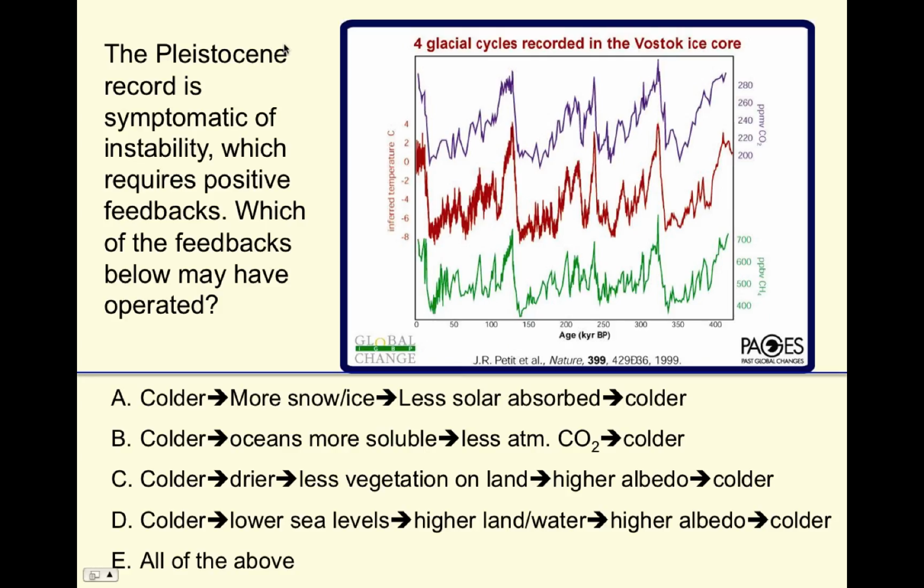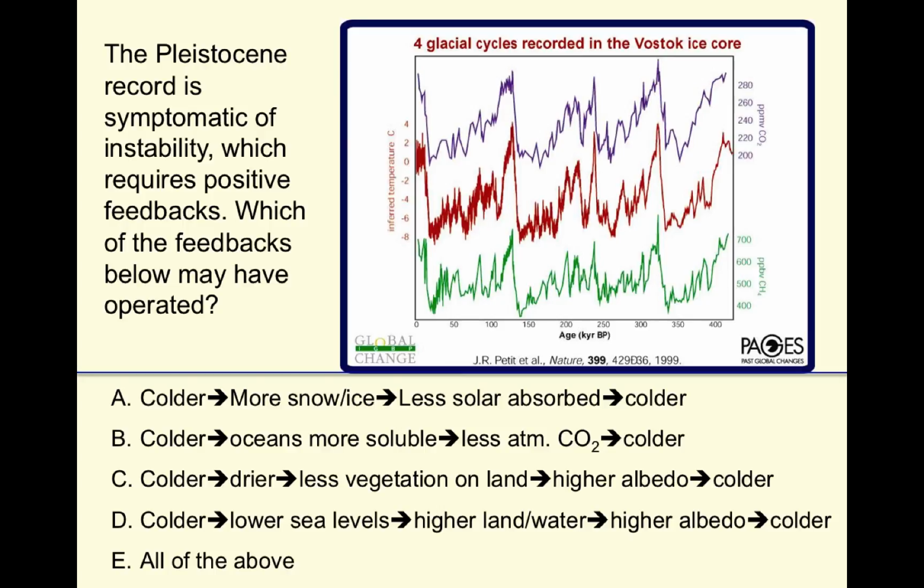The Pleistocene record is symptomatic of instability, which requires positive feedbacks. So just like the ENSO index, which looks at the El Nino, La Nina oscillations, this is also a symptomatic time series of positive feedbacks. It doesn't have one standard where it stays stable at. It's transitioning from one state to another.